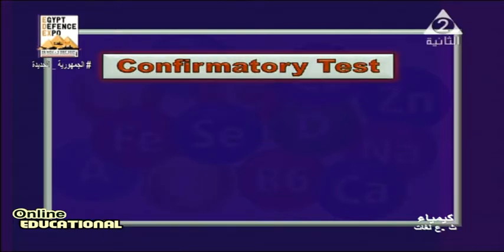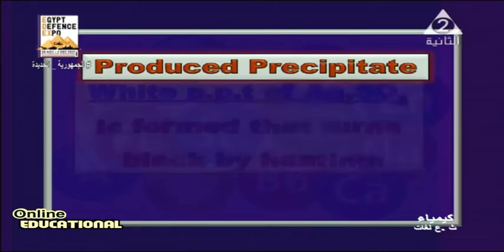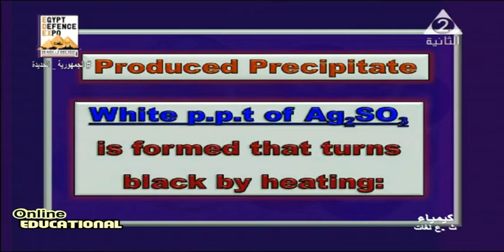The confirmatory test for the sulfite anion. Here we have to use what? The salt solution. For any confirmatory test, the solution of the salt must be used. Here by adding silver nitrate solution, what happens? It gives a white precipitate of silver sulfite. This white precipitate turns black by heating, as the following animation shows.